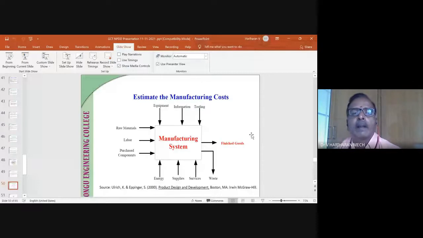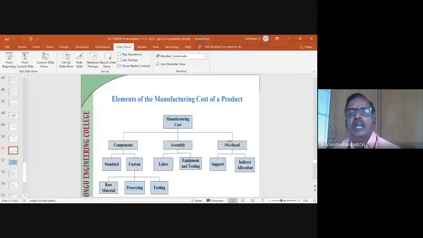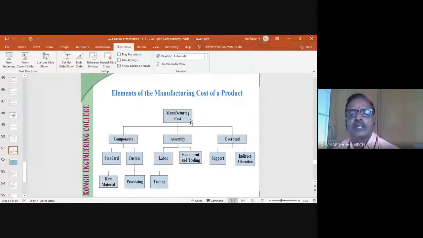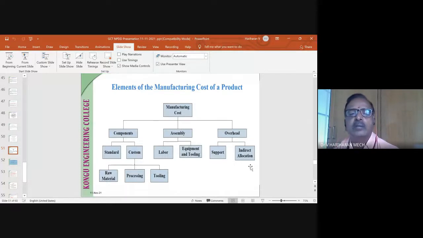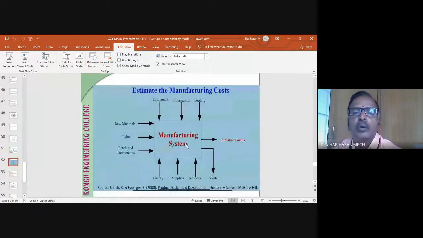Okay. Then these are the different elements of the manufacturing cost of the product. So manufacturing cost: components, assembly, overhead. Then on the component side, you have standard components and custom components. Standard components we can purchase directly from the market. Custom components we have to manufacture with special jigs and fixtures. Then raw material, processing, tooling. Then assembly labor, assembly equipment and tooling, and overhead cost, support and indirect allocation. So all these are the different elements of the manufacturing cost of the product.